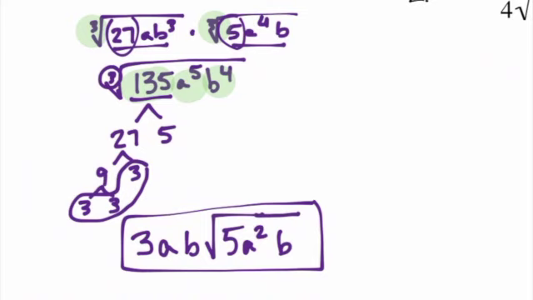So 135 broke down into 27 times 5. 27 was 9 and 3, and 9 was 3 and 3. And remember, for cube roots, you have to look for 3's. You mean like groups of 3, not literally 3's, but groups of 3 to actually come out. Okay, and then the variables are the same as before.